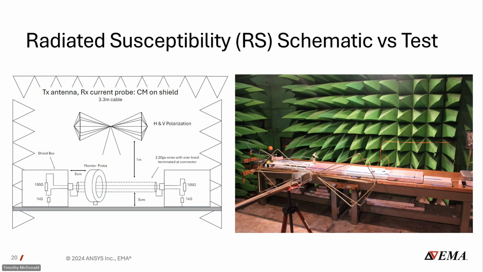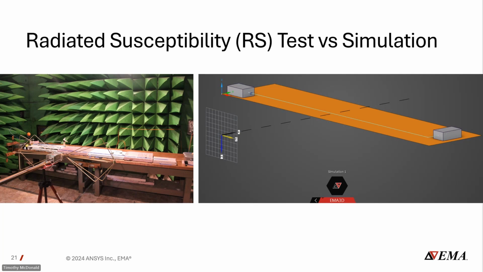We further measured a set of cables beyond just printed circuit boards. A schematic for one of these test setups is shown on the left here with a biconical antenna sending an electromagnetic field towards a 3.3 meter cable. The schematic is shown on the right and the physical setup is shown on the left. If you want to go to the next slide, we can also see the EMC Plus setup, which is maybe a little easier to take in.